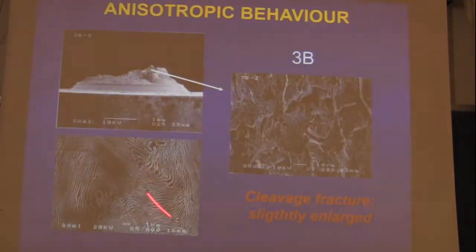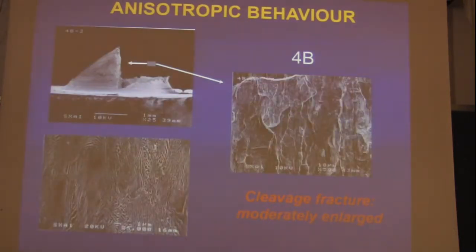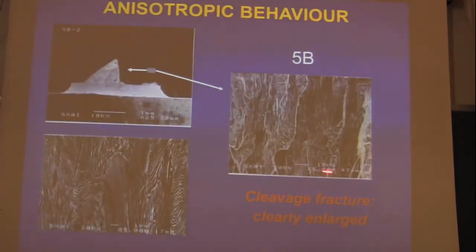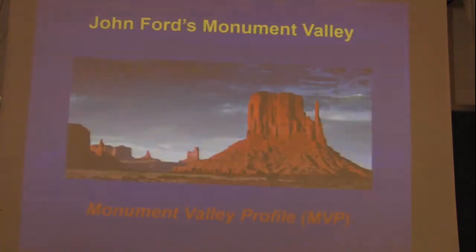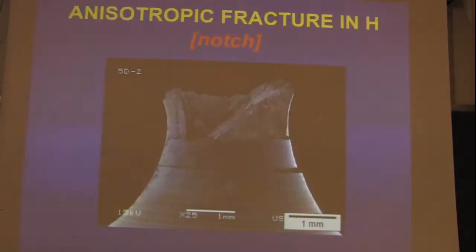Regarding the anisotropic behavior, very briefly, we have cleavage fracture slightly enlarged in 3B, notch B, specimen 3, still 4 steps of cold drawing, and in notch B, moderately enlarged cleavage in 5, which underwent 5 steps of cold drawing, clearly enlarged cleavage, and 6B, markedly enlarged cleavage. And it resembles John Ford's Monument Valley, and we could define a Monument Valley profile for the heavily drawn steels.